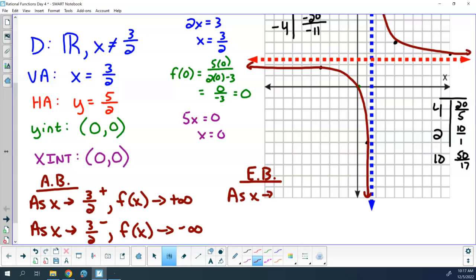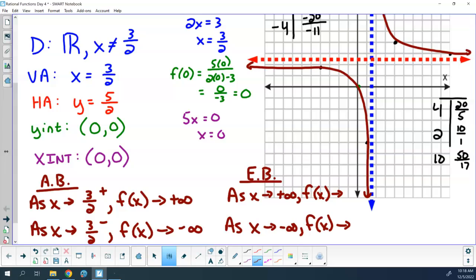As x is going to positive infinity, what's my function going to? And as x is approaching negative infinity, what's my function going to? So the top one is the right side of my graph. As I get farther and farther over to the right, what's my function getting closer and closer and closer to? To 5/2, right? Closer and closer to the horizontal asymptote.